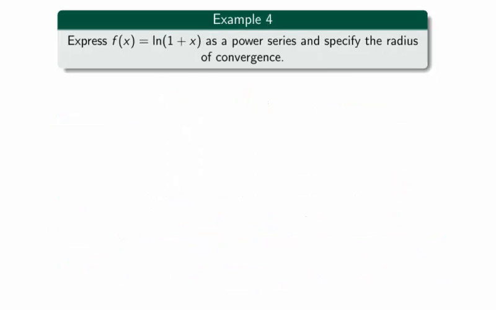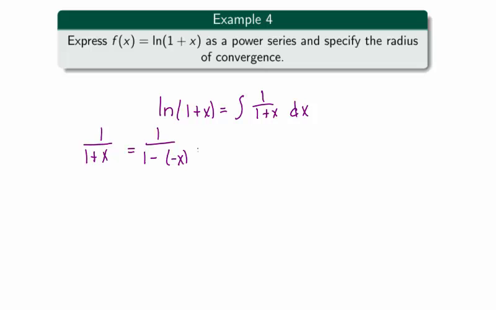For our final example, we express f of x equal to the natural log of 1 plus x as a power series, and we specify the radius of convergence. This function does not have a pleasant antiderivative, but notice that the natural log of 1 plus x equals the integral of 1 over 1 plus x dx. So we expand 1 over 1 plus x as a power series. 1 divided by 1 plus x equals 1 divided by 1 minus negative x, which equals the sum n equals 0 to infinity of negative 1 to the n times x to the n. Here the radius of convergence is r equal to 1. We now integrate this power series term by term.